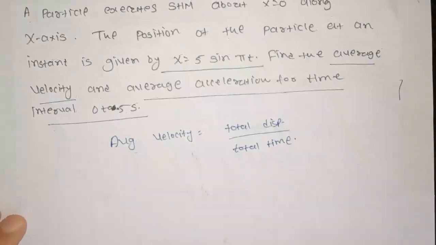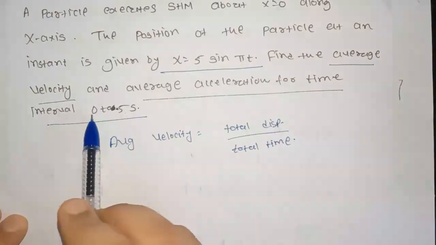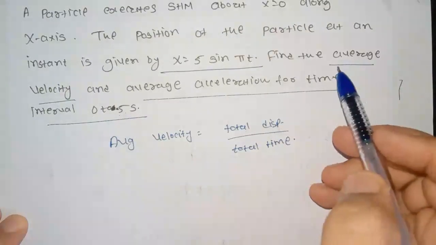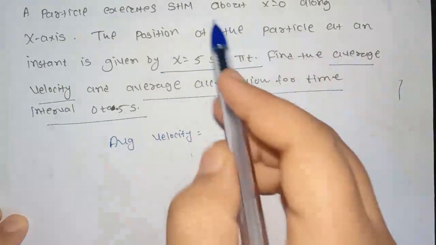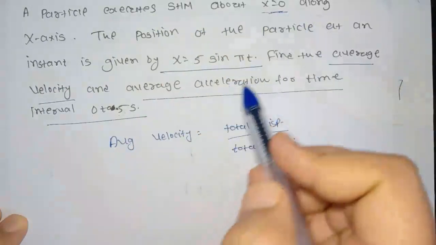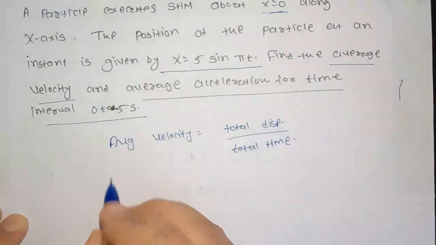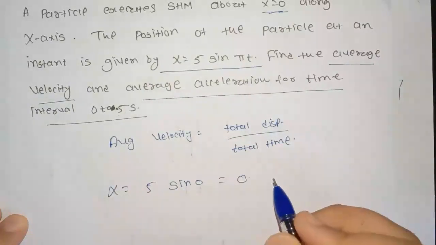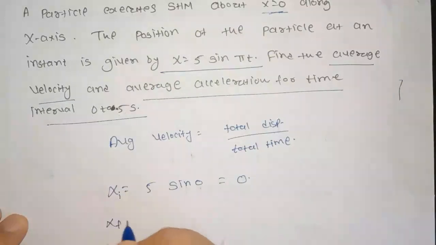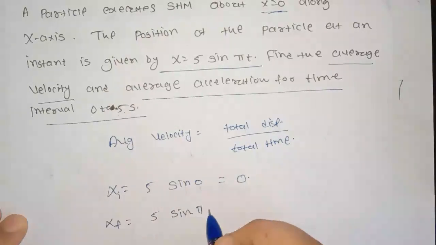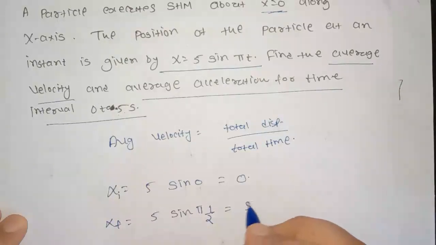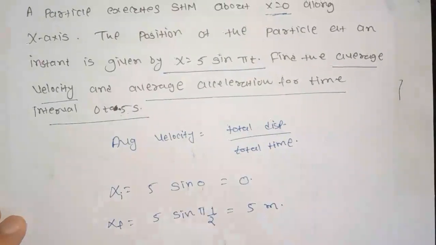So first let us find the initial and final position of particle at t equals 0 and t equals 0.5. As it is given that it is starting from t equals 0, x is 5 sine 0. So initial position will be 0. The final position is 5 sine pi times 0.5, that is 1 by 2. Sine pi by 2 will be 1, so final position will be 5 meter.